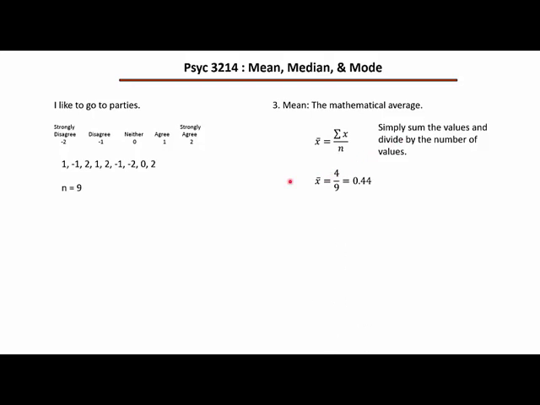So if we do that for these 9 individuals, we'll see that the sum is 4, and divide that by 9, and we get 0.44. So let's quickly show how this is calculated using a calculator. So look at the values over there.